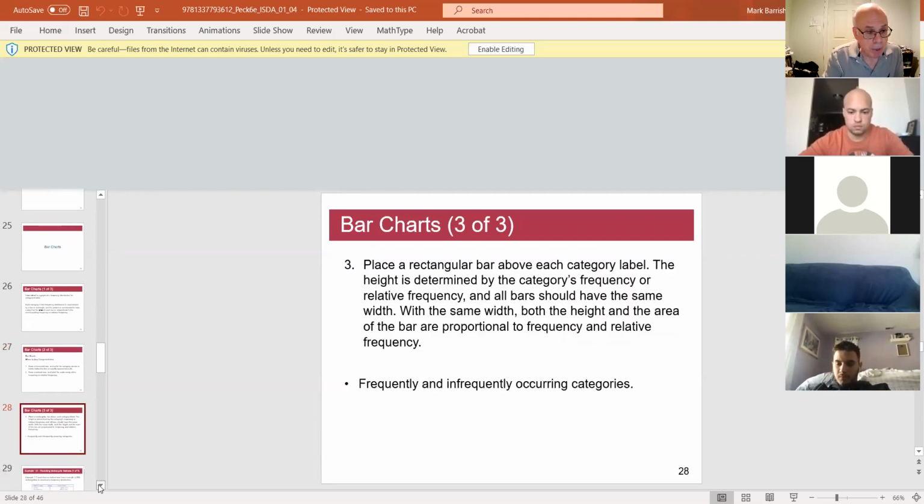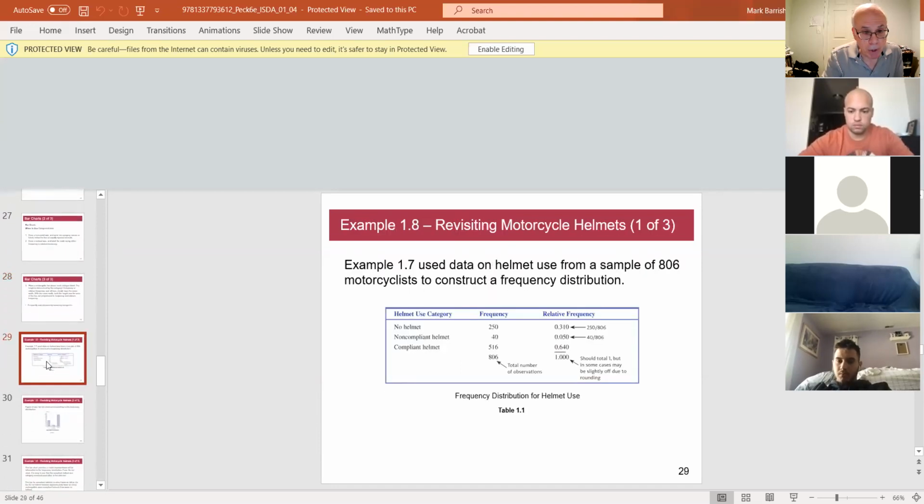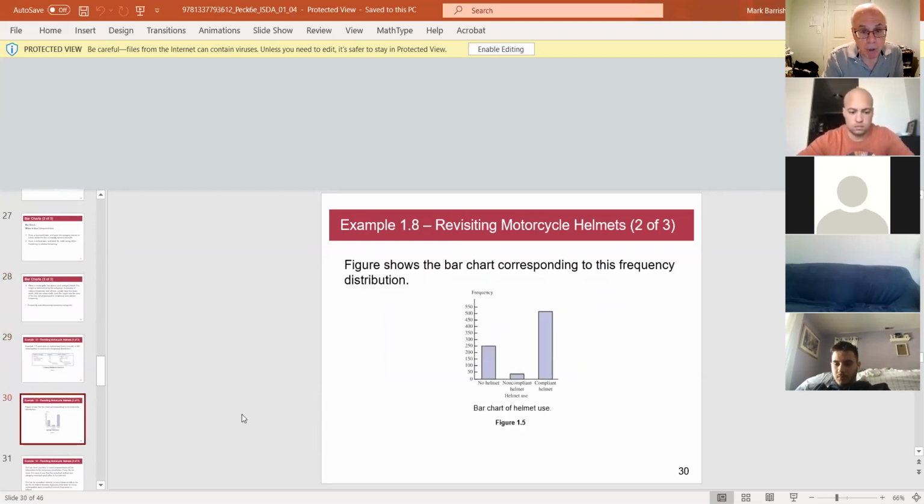And again, you can read through this again. I just want to show you, here's that example with the helmets. And here is one way of expressing it, as a bar chart, where the frequencies are the heights of each of these bars. Here's the scale for the frequencies. So around 250 people said no helmets. People said they had a non-compliant helmet, and then I think 516 was the number of people wearing compliant helmets.